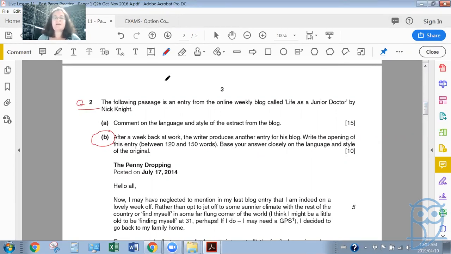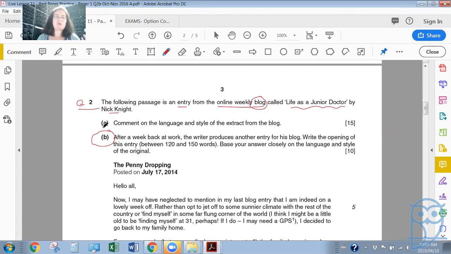So the following passage is an entry from the online weekly blog called Life as a Junior Doctor by Nick Knight. So what is it? It's an entry from an online weekly blog. So obviously the people on here must post every week. And it's a blog that we're looking at. It's going to be in a certain format. It'll have a certain register, probably informal because it's a blog. Life as a Junior Doctor. So we know who's going to be writing. Anybody who's a junior doctor. And this junior doctor happens to be called Nick Knight.